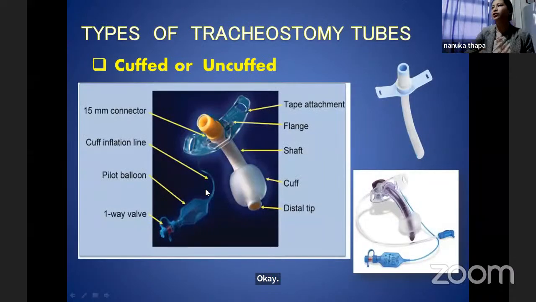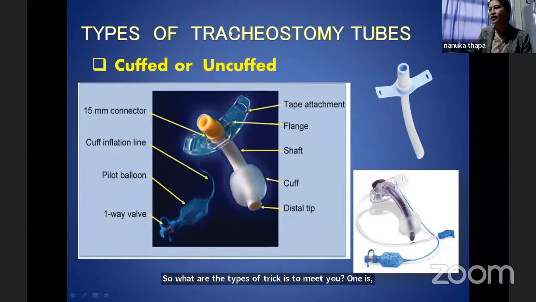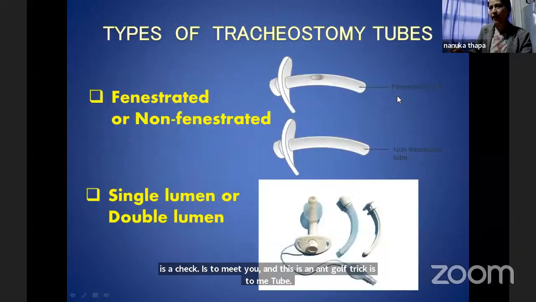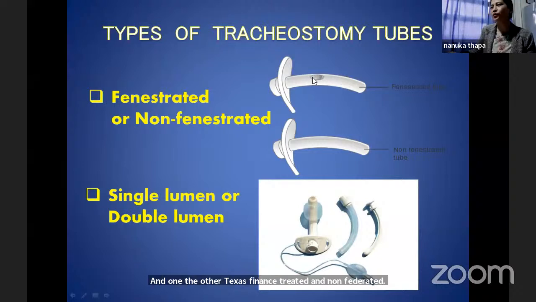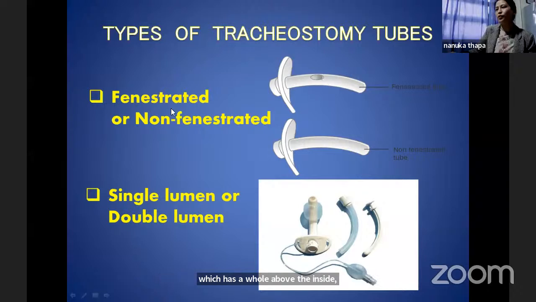So what are the types of tracheostomy tube? One is cuff and one is uncuff. As you can see in this diagram, this is a cuff tracheostomy tube and this is an uncuff tracheostomy tube. So mainly uncuff we use for pediatric patients, okay? And the other types are fenestrated and non-fenestrated. Fenestrated tube is a tracheostomy tube which has a hole inside the tracheostomy tube, okay? And non-fenestrated is without the hole.